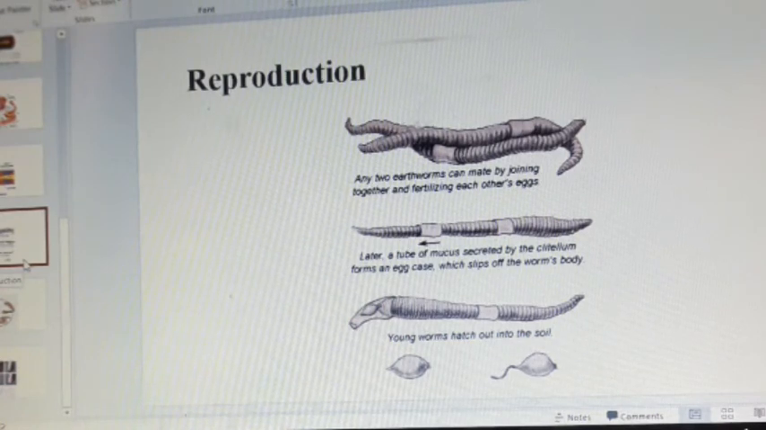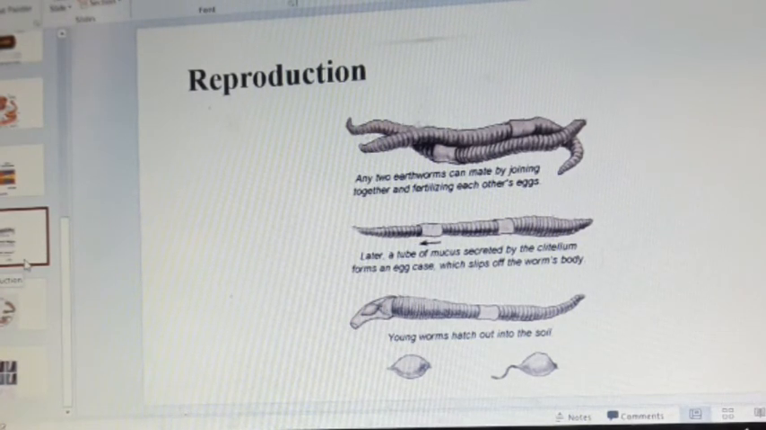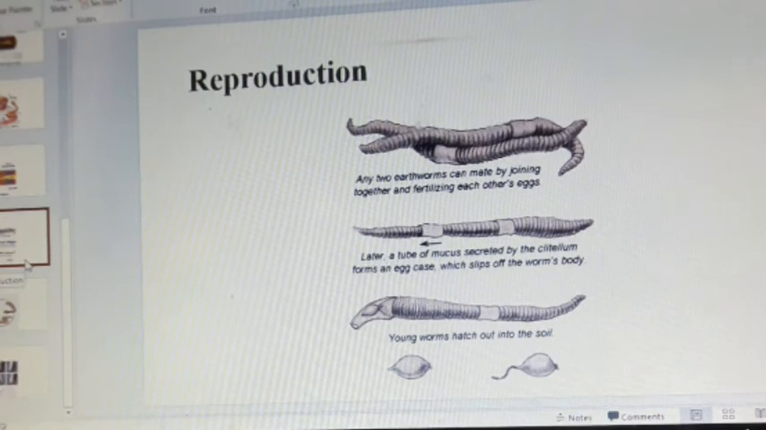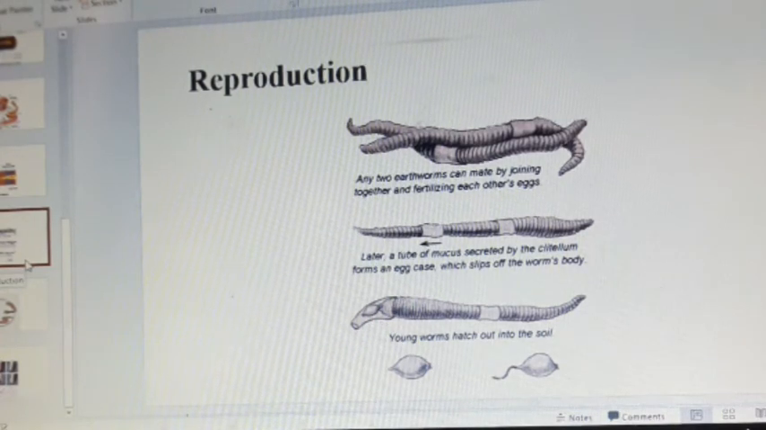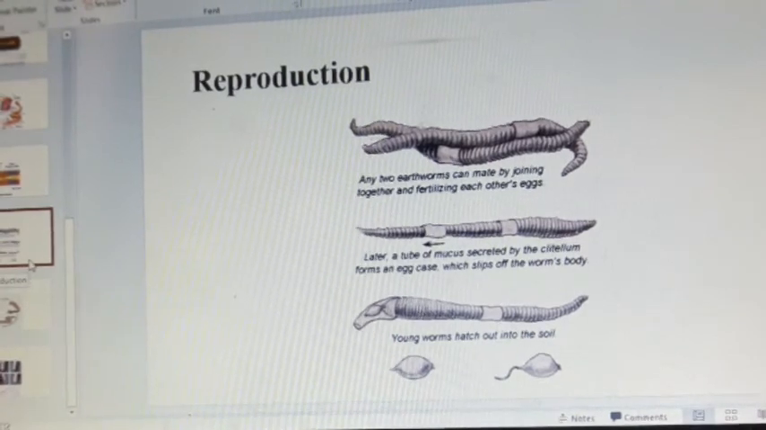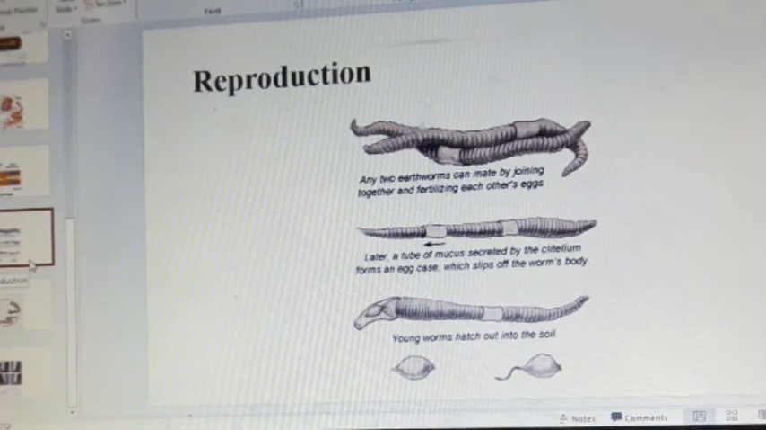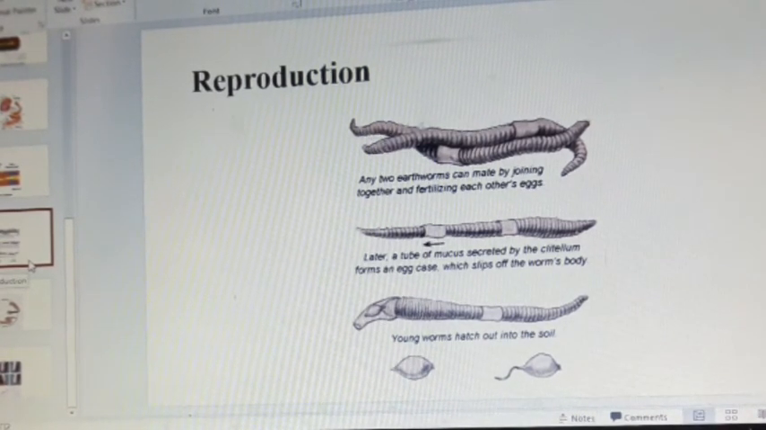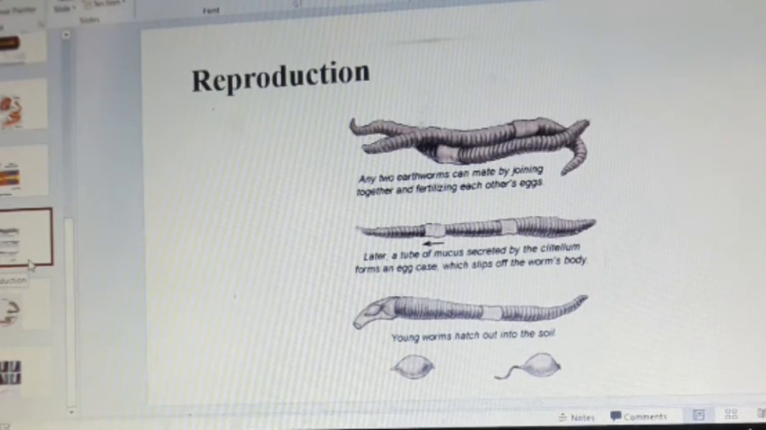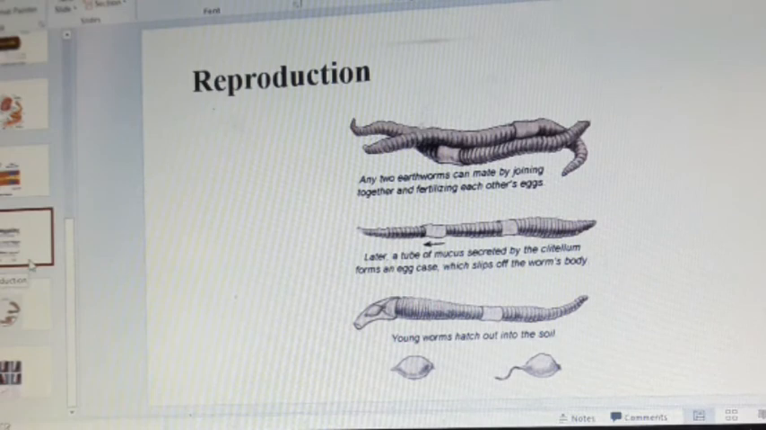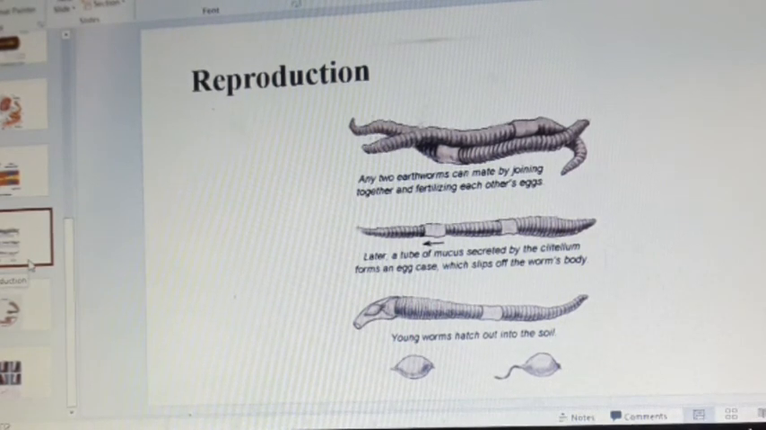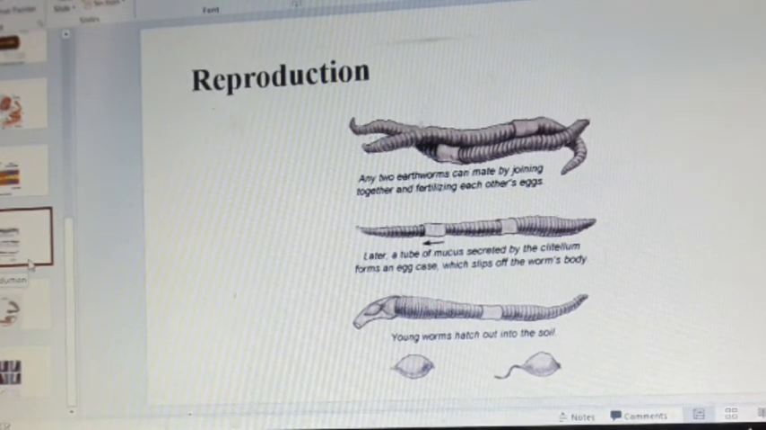egg release. During copulation of Lumbricus, two worms line up facing in opposite directions with the ventral surfaces of their anterior ends in contact with each other. This orientation lines up the clitellum of one worm with the genital segments of the other worm.